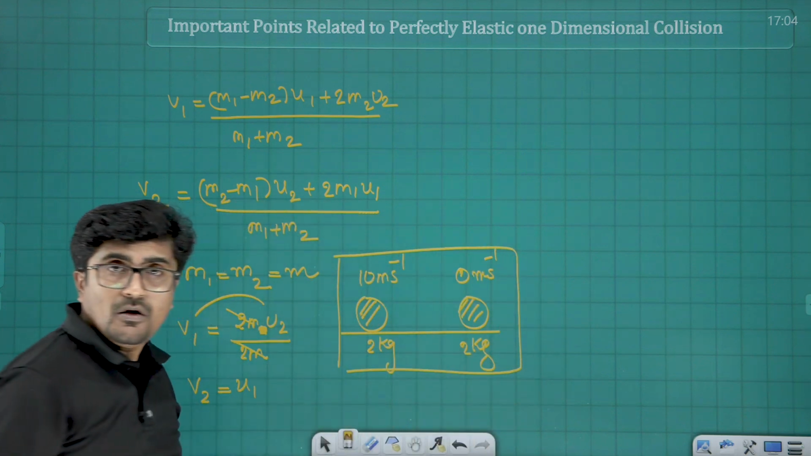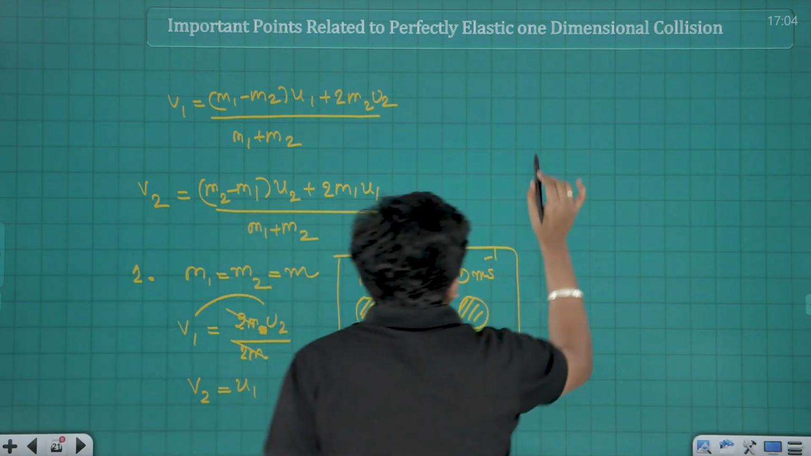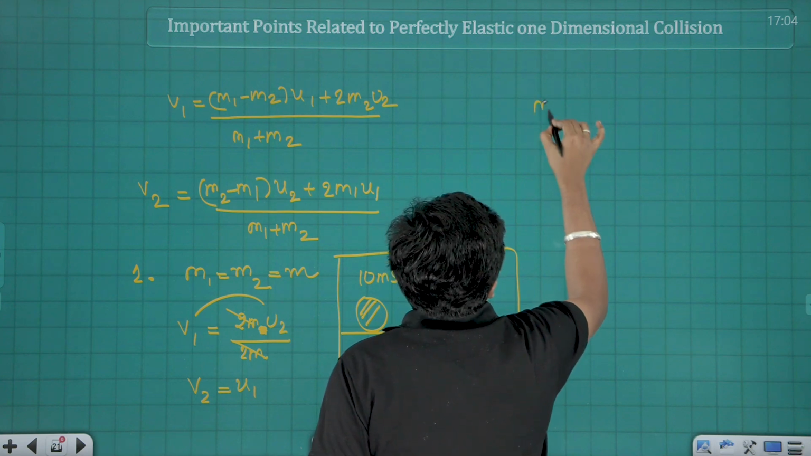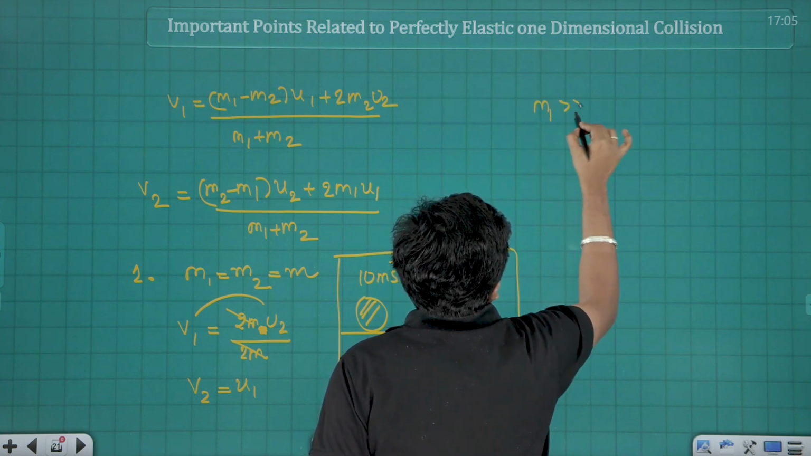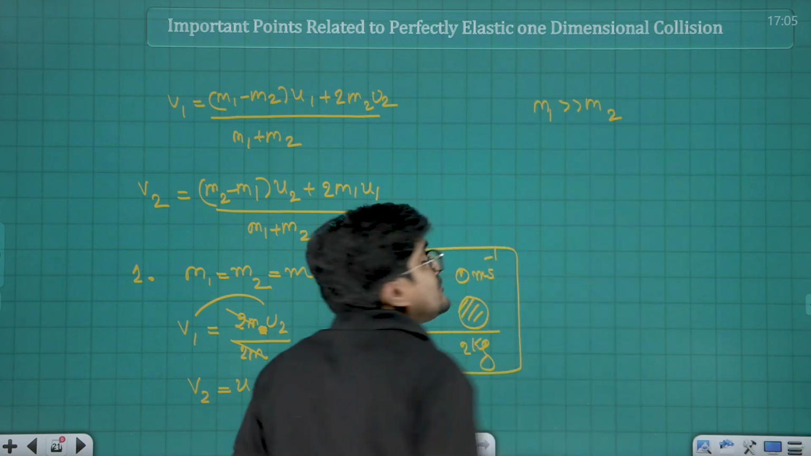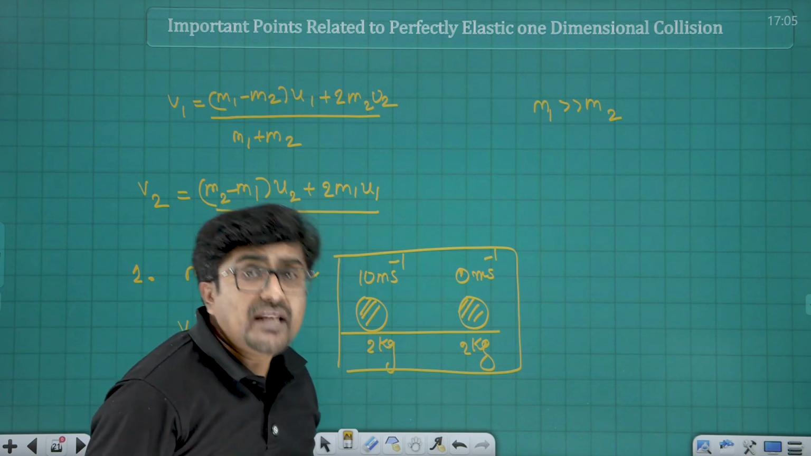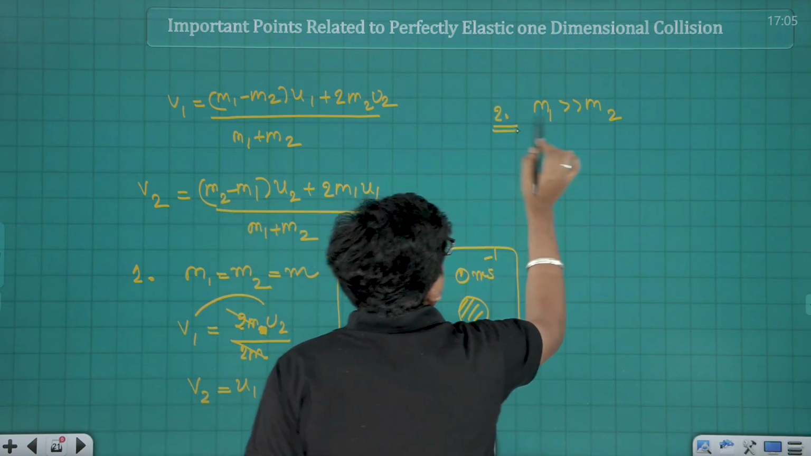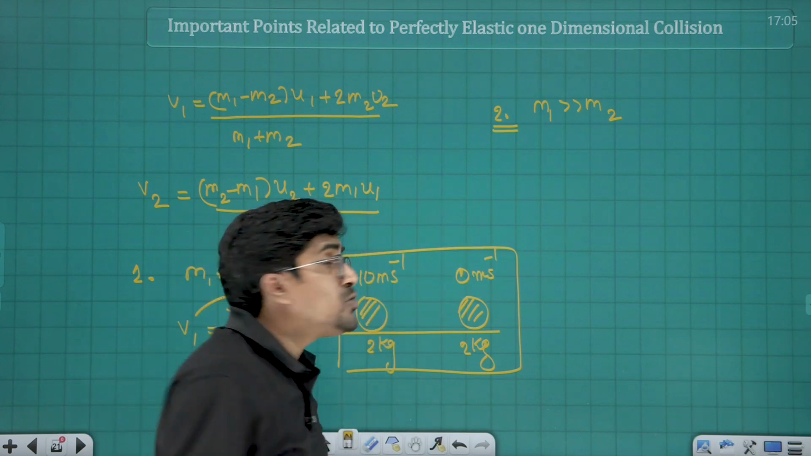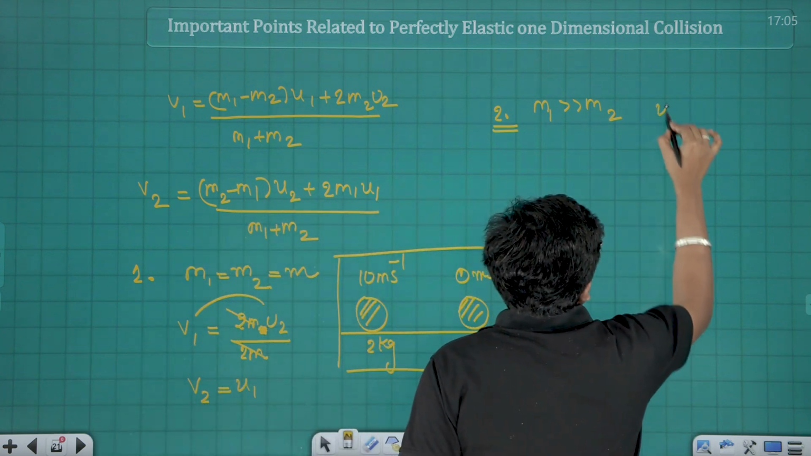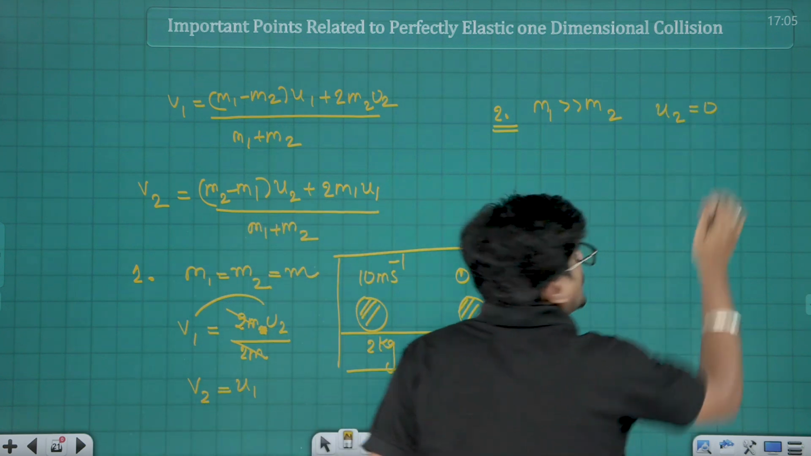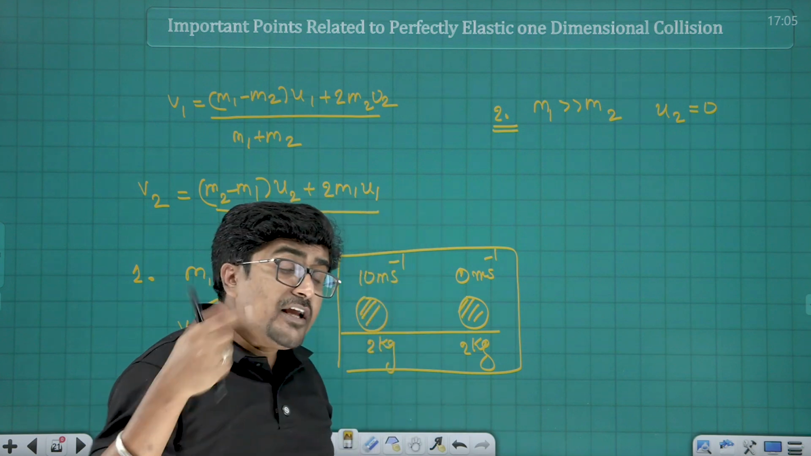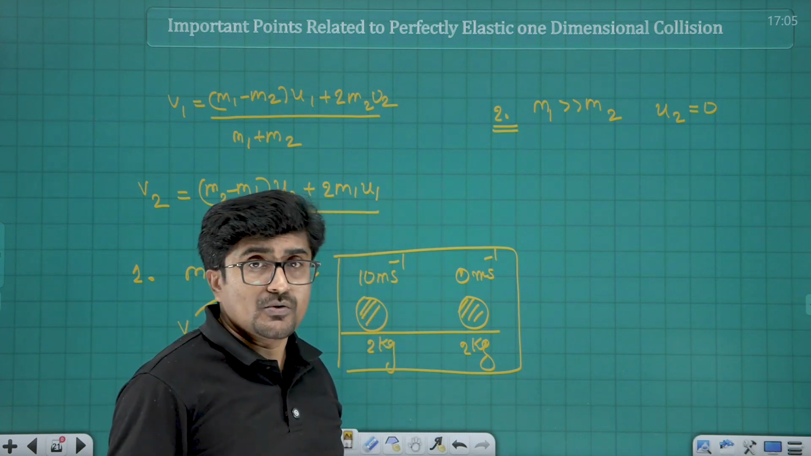So that is a special case of elastic collision. Another special case is when you consider m1 very, very greater than m2. I repeat, m1 is very, very greater than m2. This is special case number 2: m1 is very, very greater than m2 and u2 is equal to 0.